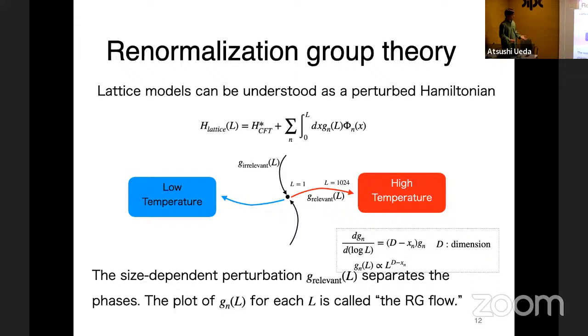So you start from here, then all the parameters that start from the right side of the phase go to the high temperature phase as the system size increases. The other way around, if you start from here in this RG flow diagram, you go to the low temperature phase. So in other words, you can say that this size-dependent relevant perturbation separates the phases. And this plot of g(L) at various system sizes is called the RG flow.